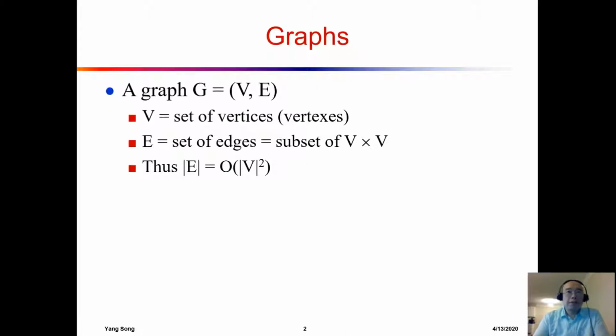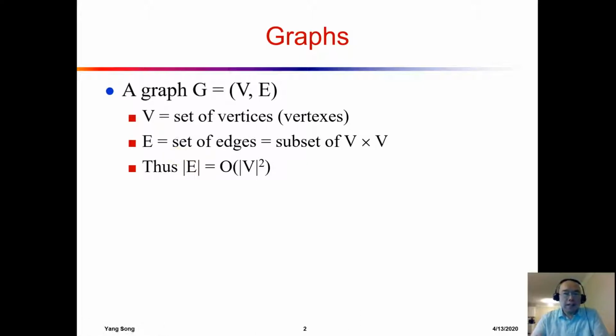Before we talk anything about the algorithms, first we have to define what a graph is. For a graph G, the definition is it has two things: a collection of vertices and a collection of edges. V represents the set of the vertices, and E represents the set of the edges.